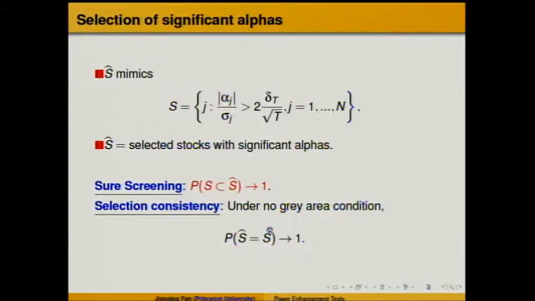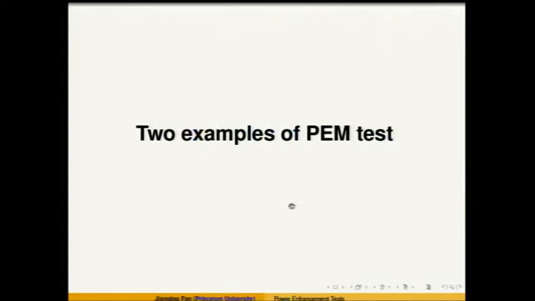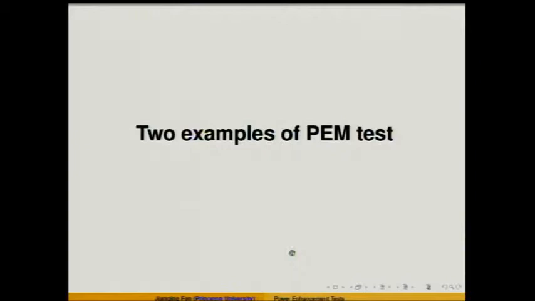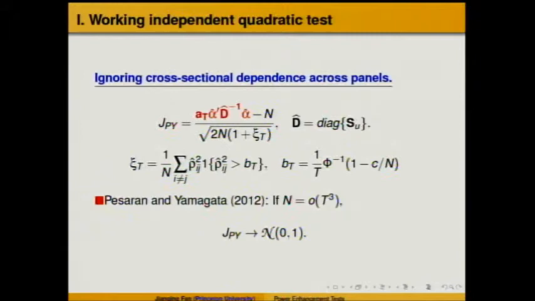Now let me give you two examples to construct J1. I have constructed J0 based on screened Wald statistics. Now let me show you how to construct J1. We have two ways to do it. One natural way is to use a working independent quadratic test. Instead of using Wald statistics or Hotelling T type statistics, you ignore the correlation. You just put the diagonal of your sample covariance matrix and idiosyncratic errors into this. Because you ignore the correlation, it has to go somewhere, so you have to estimate it. Pesaran and Yamagata basically showed that this test statistic would be asymptotically normal, with standard normal distribution. So this J_PY, you could use as our J1, as our classical test.